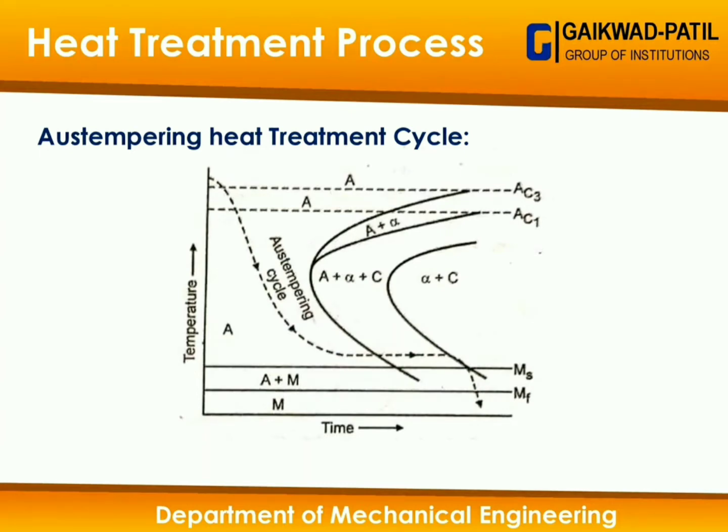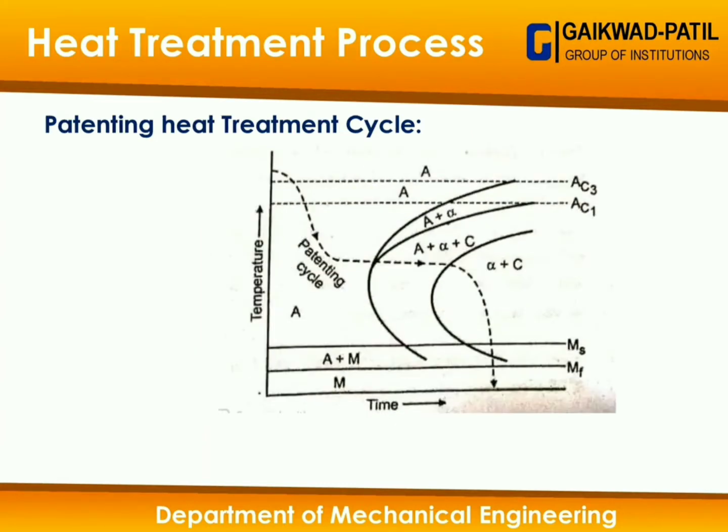Then in patenting heat treatment cycle, the sample of gamma austenite is allowed to cool down at above 300 degrees centigrade temperature, at the nose temperature we can say, and allowed to cool down in isothermal conditions for 2 to 3 hours. Then we'll get the pearlite plus bainite phase, right? So this is a phase transformation.